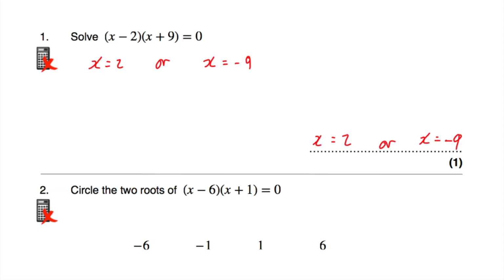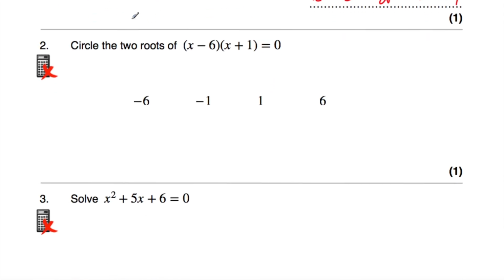Okay, let's look at our next question, question number 2. Question number 2 says, circle the two roots of x minus 6 multiplied by x plus 1 equals 0. So we've got our two brackets that times together to be equal to 0, so that means that either bracket would have to be equal to 0. Now we've been asked to circle the two roots.